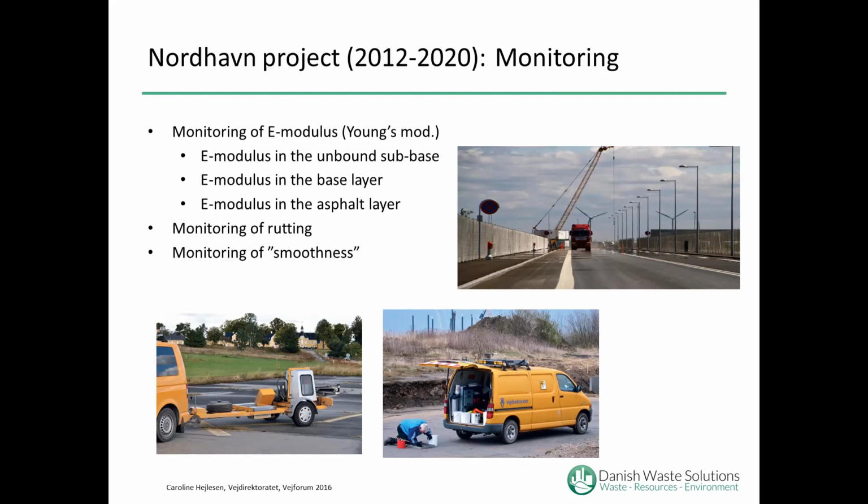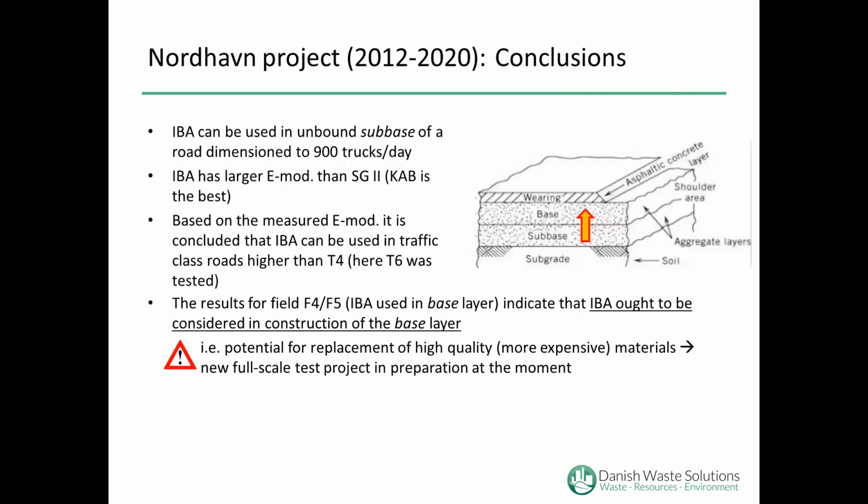And between 2012 and 2020, regular measurements of Young's modulus in all different parts of the roads were carried out, together with monitoring of rutting and smoothness, all in order to assess the quality of the road based on the materials which it has been built from. The conclusion of this project is that it has been confirmed that bottom ash can be used in an unbound subbase of heavy stressed road, up to 900 trucks a day.